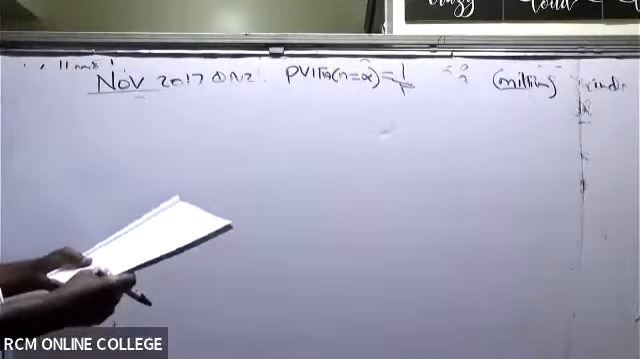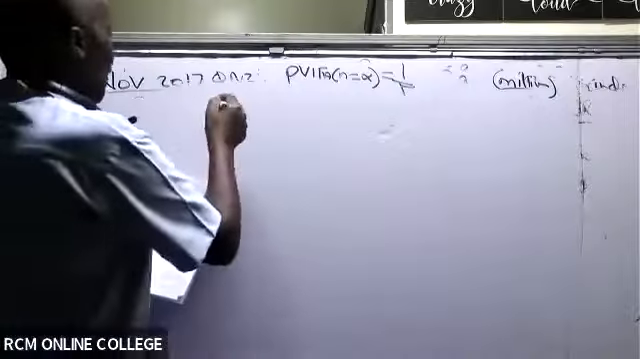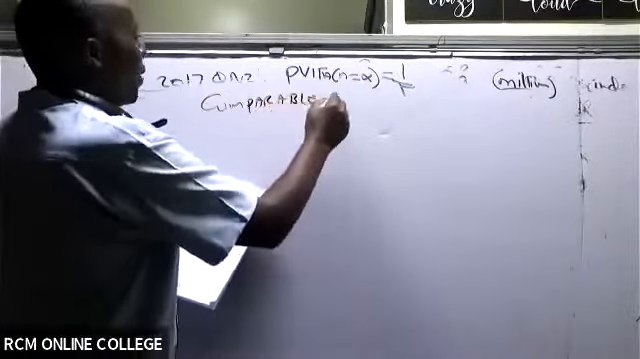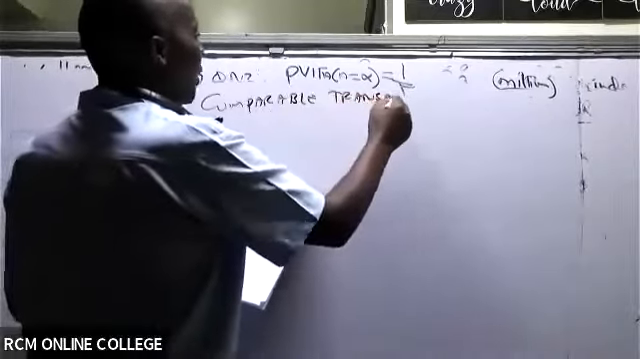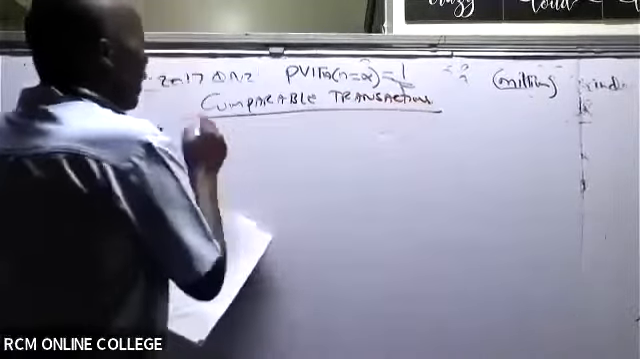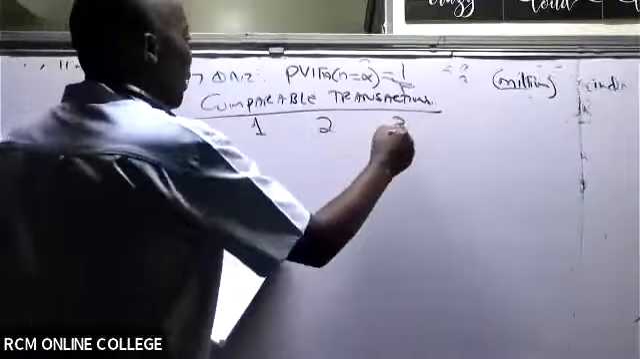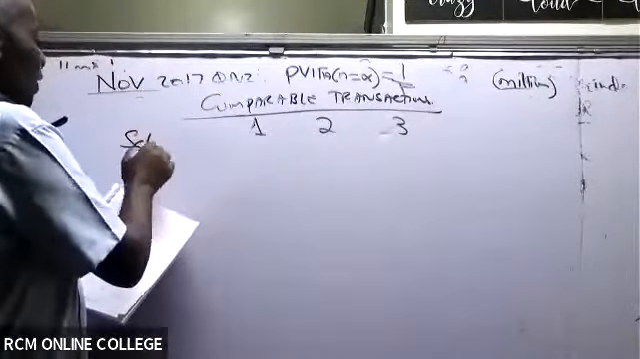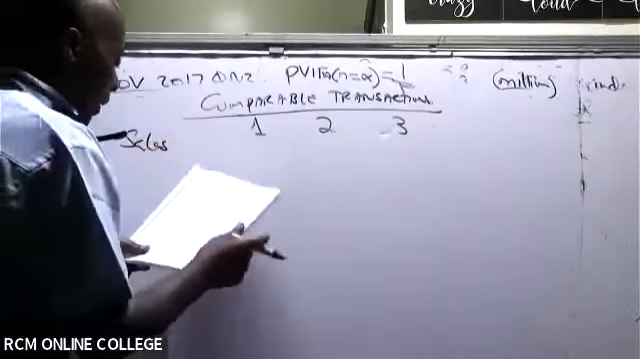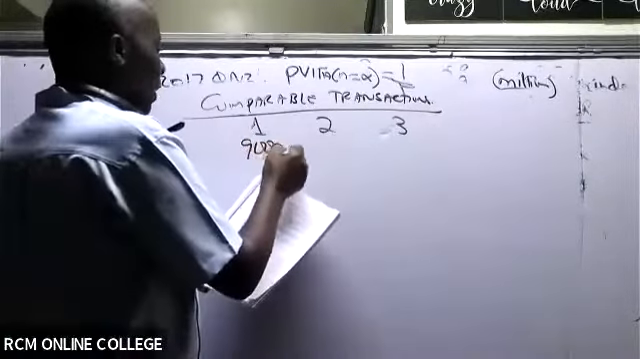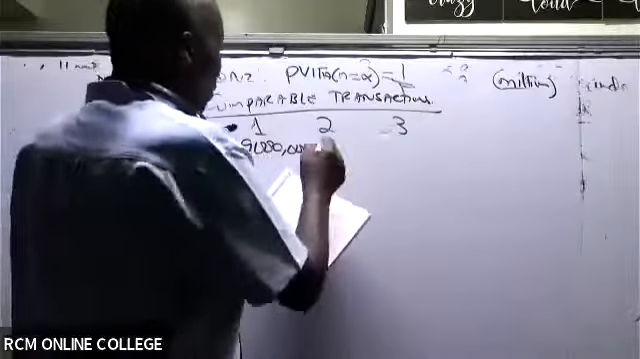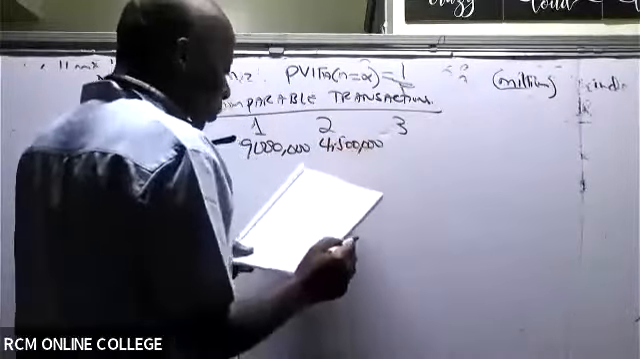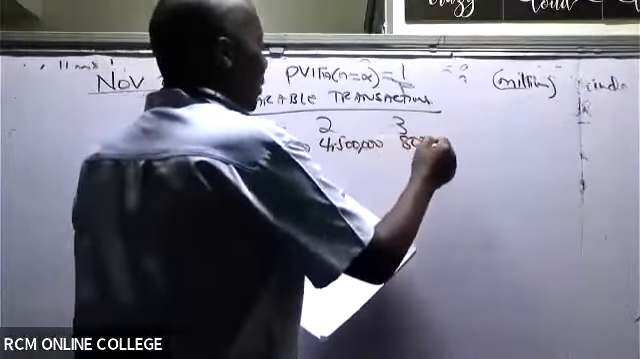So we have here comparable transactions. I will first of all handle these comparable transactions. There are 3, so we have 1, 2, 3. We start with the sales price. The sales price of the first is 9 million here. Hope you are able to see that row. The second one is 4.5 million. The third one is 8 million.